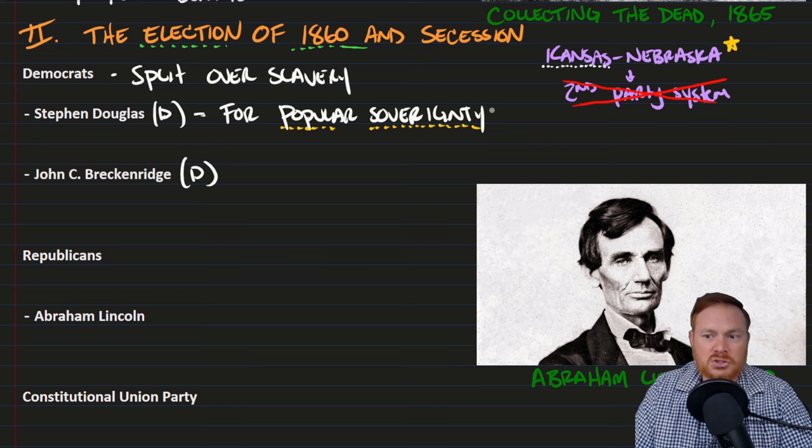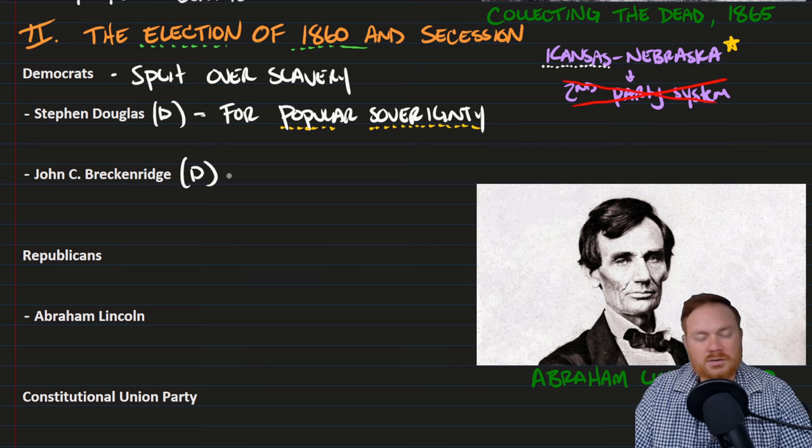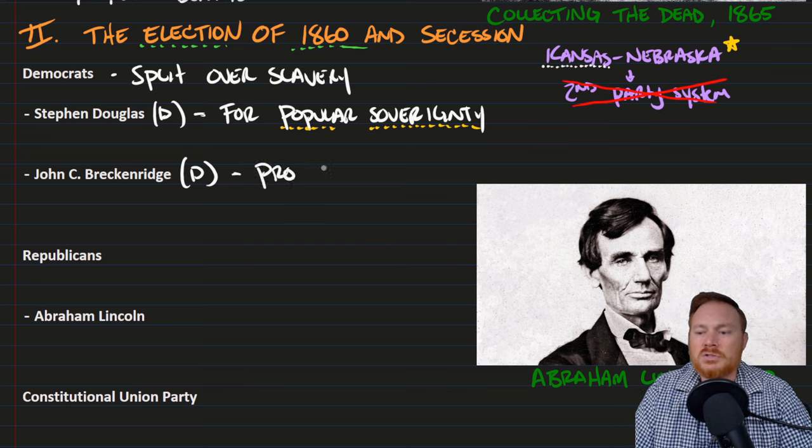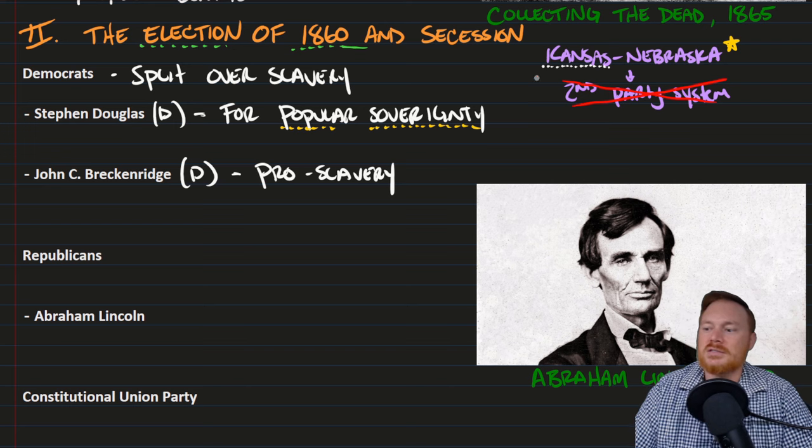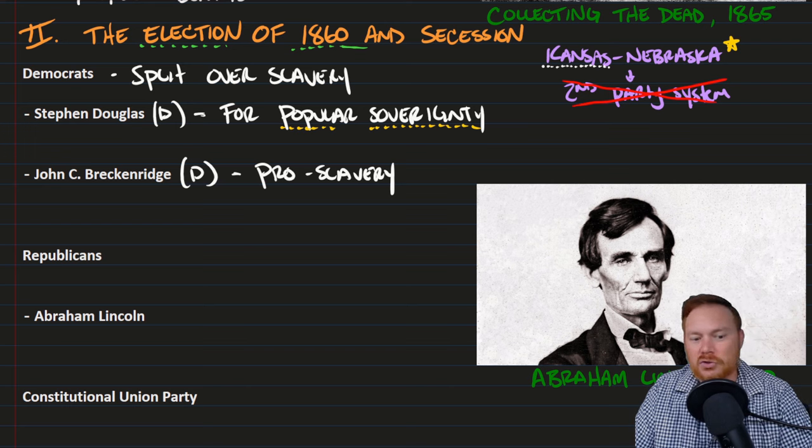Douglas thinks that's sufficient. For many Southern Democrats, this is not acceptable. And so when Douglas is chosen by the party, a group of Southern Democrats say, no, we want our own pro-slavery president. And that's what John C. Breckinridge represents. He represents the pro-slavery position. The Democratic Party has two candidates in the 1860 election. That is never good as far as political strategy is concerned.